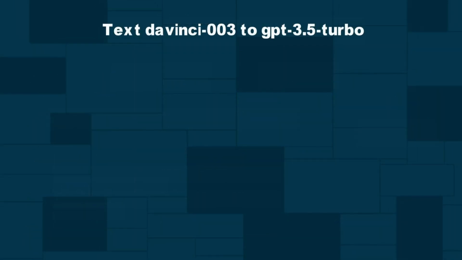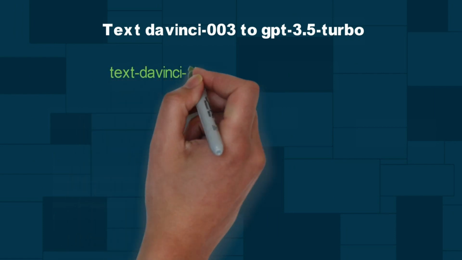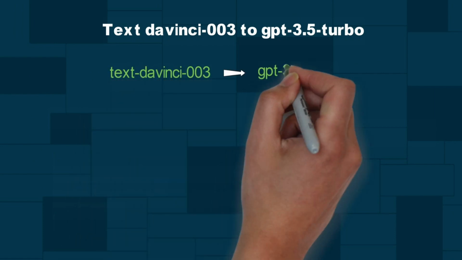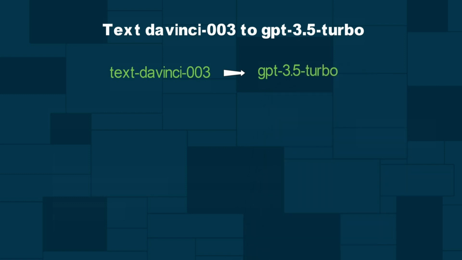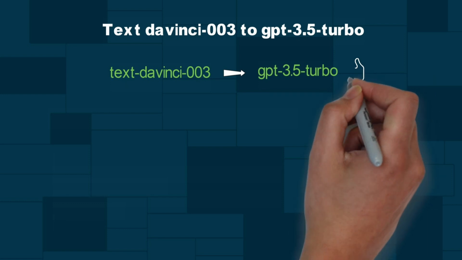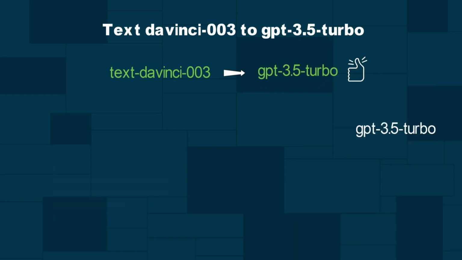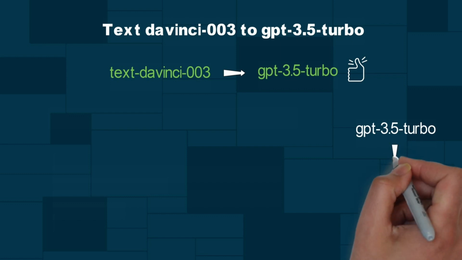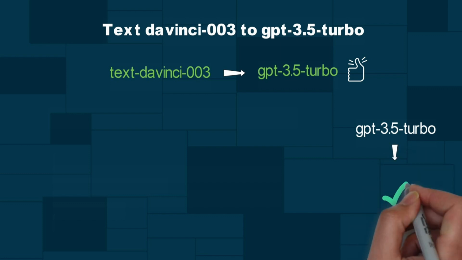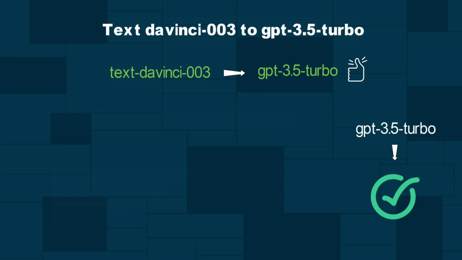Text DaVinci 003 to GPT 3.5 Turbo. Developers can migrate from Text DaVinci 003 to GPT 3.5 Turbo with only a small amount of adjustment needed to their prompts. That's it. Didn't it really amazing? Because GPT 3.5 Turbo performs at a similar capability to Text DaVinci 003, but at 10% the price per token, we recommend GPT 3.5 Turbo for most use cases.